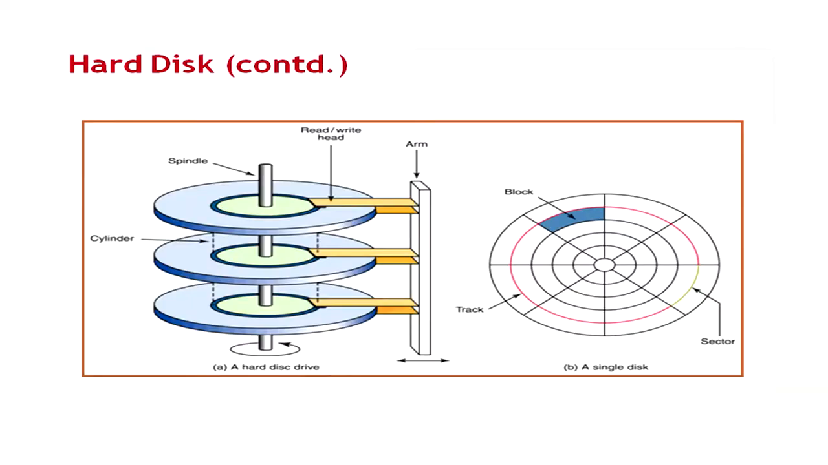The picture here shows you the functionality and the structure of the hard disk. You can see various disks are placed one above the other. Each disk is known as a platter, and there are movable heads which move on each platter. Data can be stored on both sides of each disk, so that is why the storage capacity of hard disk is quite large. And each disk is divided into tracks, that is the concentric rings that you see on the slide, and you have each track further being divided into sectors.